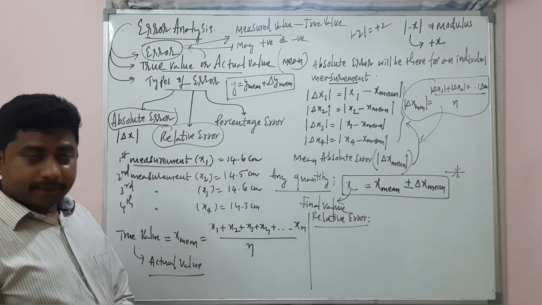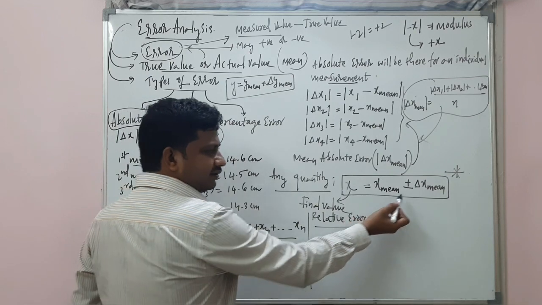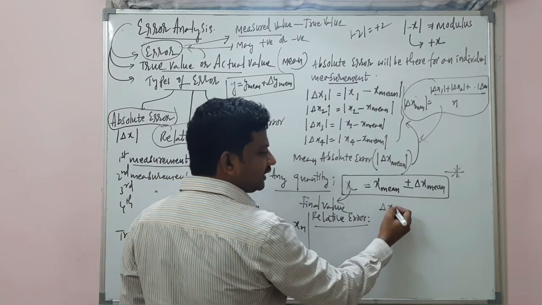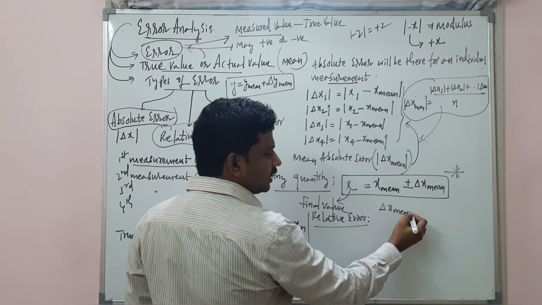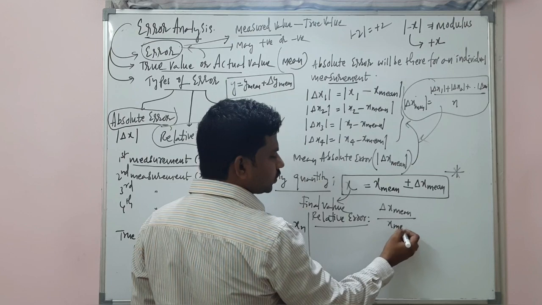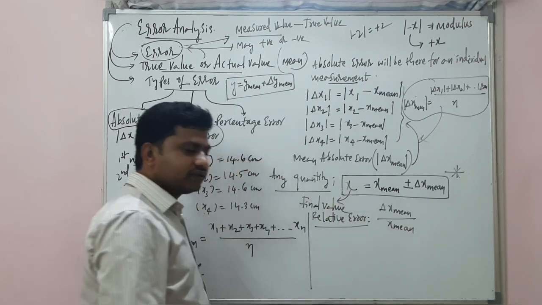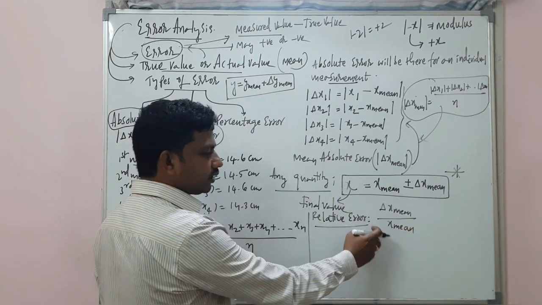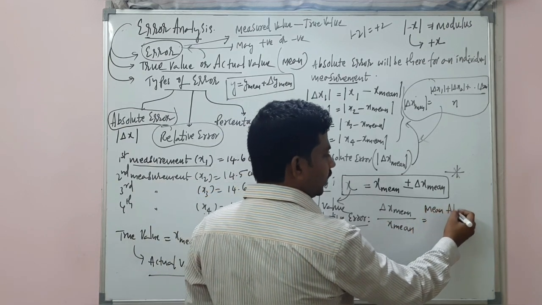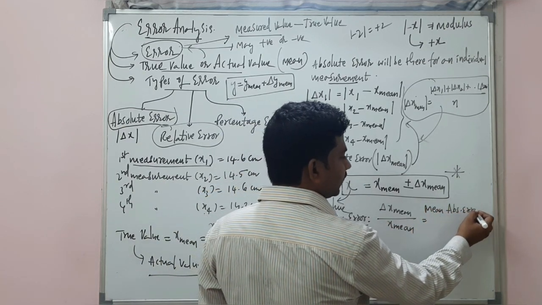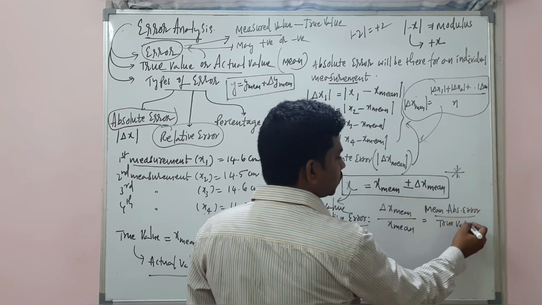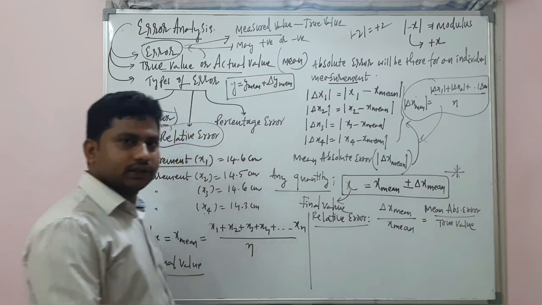Relative error is, let's take this one here. First, delta x mean. Relative error is the ratio of mean absolute error by true value. So simple. What is that? Mean absolute error by true value. That is called the relative error.